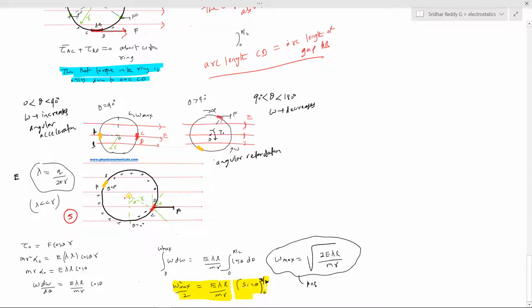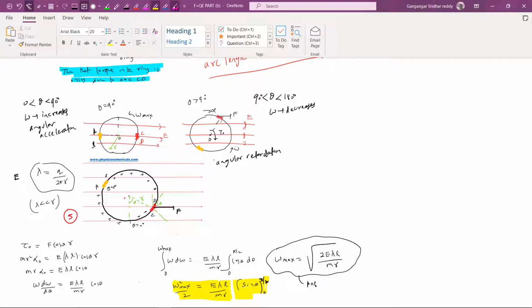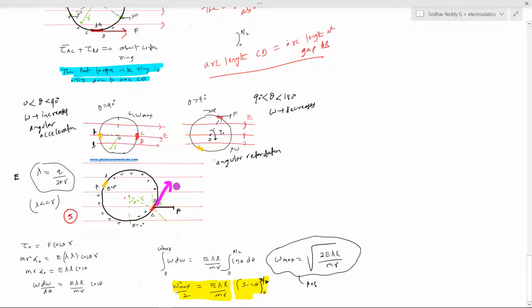So torque about point O by this applied force, how much should it be equal to? F cos theta, component of force. Okay, F cos theta, F sin theta. So F cos theta into small r will be the torque. Now torque about point O should be equal to I naught into alpha naught, mr square alpha naught.